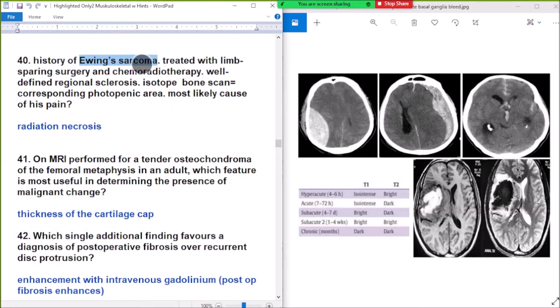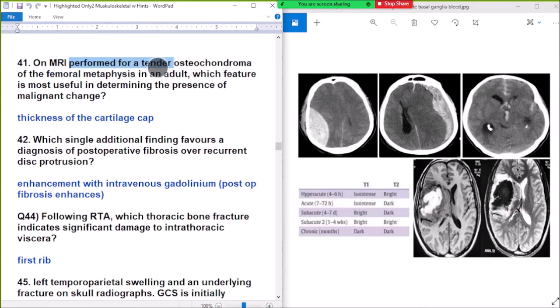So, history of Ewing sarcoma, treated with limb sparing surgery and chemoradiotherapy, well-defined sclerosis, isotope bone scan with a corresponding photopenic area, most likely cause is radiation necrosis. Then 41. An MRI performed for osteochondroma of the femur metaphysis in an adult.